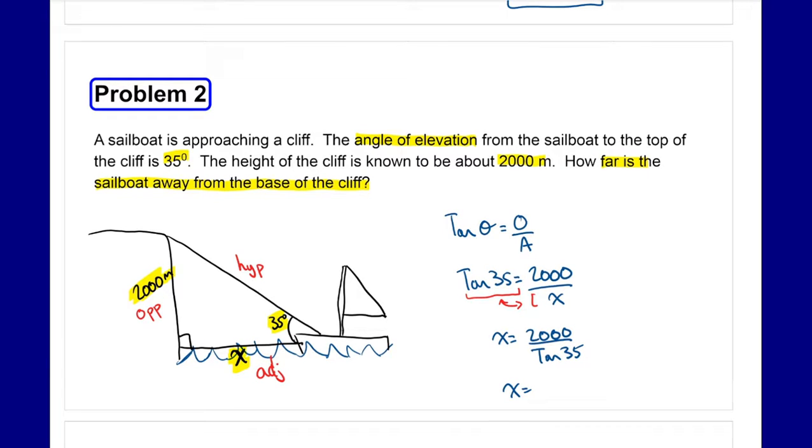We get x equals 2,000 divided by tan 35, which is 2,856.3 meters. So that is how far away from the cliff the boat is. So the boat is about 2.8 kilometers away.